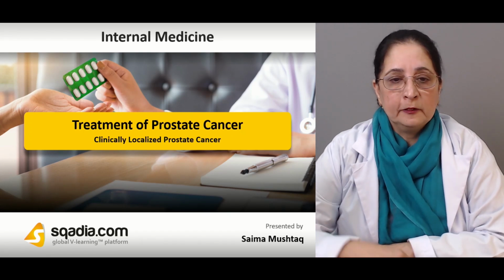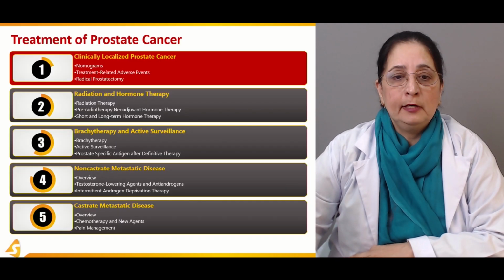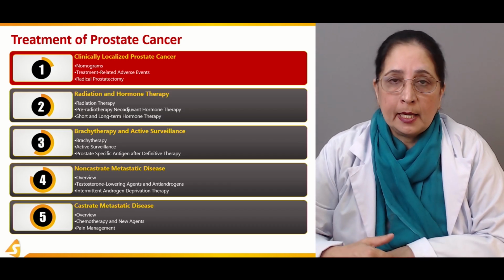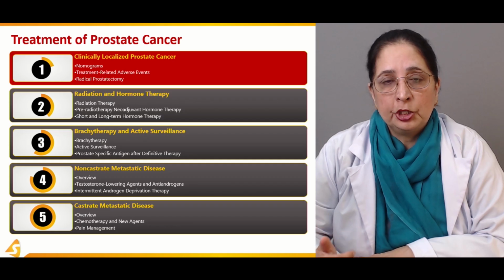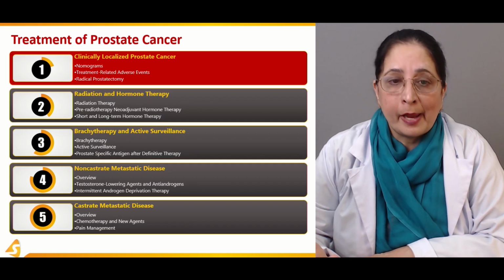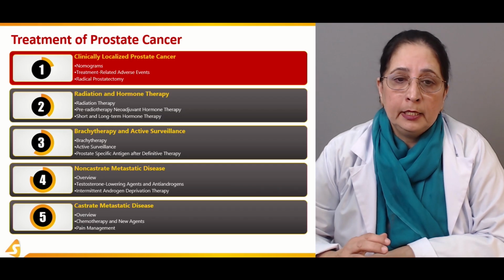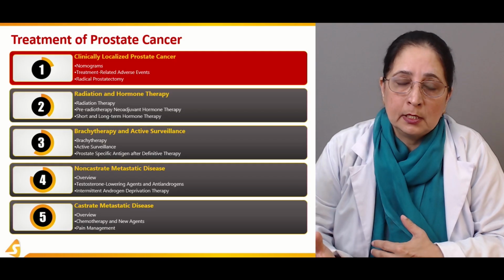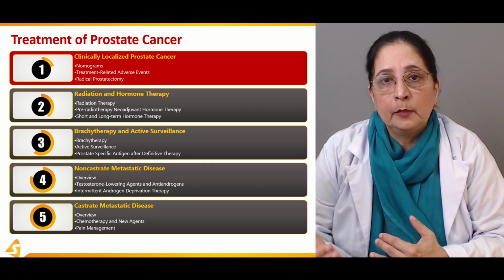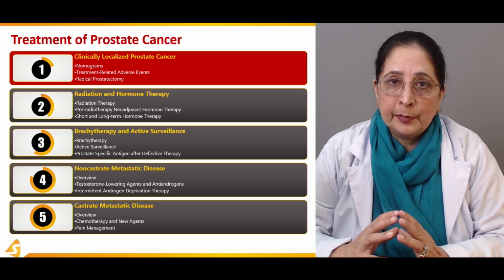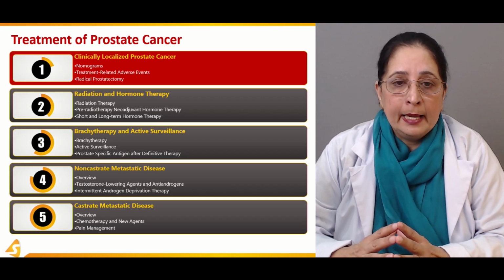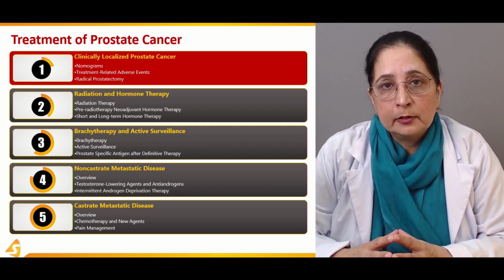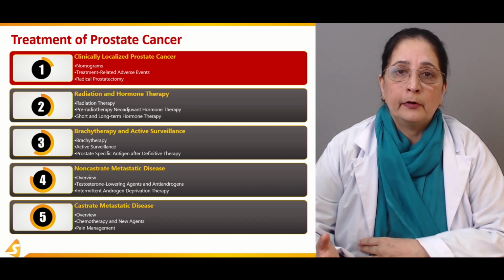Let's begin with the first section, and in this section we will talk about clinically localized prostate cancer, and the nomograms. What are the treatment-related adverse events or adverse effects of the treatment for prostate cancer, especially the localized type? And then we can also discuss the radical prostatectomy, which can be performed for the treatment.